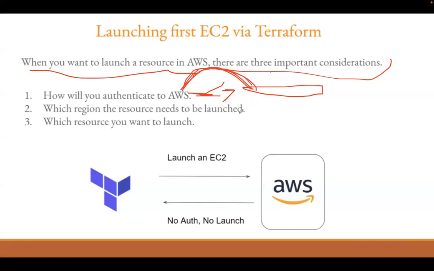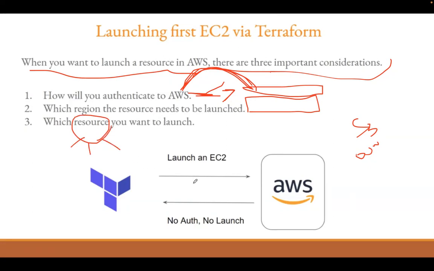Second, which region the resource needs to be launched in. I already told you, right? You want to launch the instance in which region. Third, which resource you want to launch. S3 bucket is a resource. AWS instance is a resource. VPC is a resource. Resource is nothing but a service: S3, AWS instance, VPC, whatever.